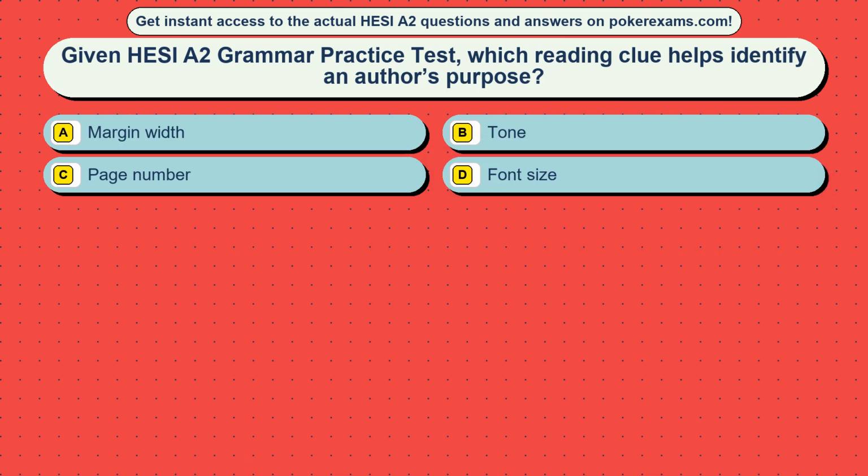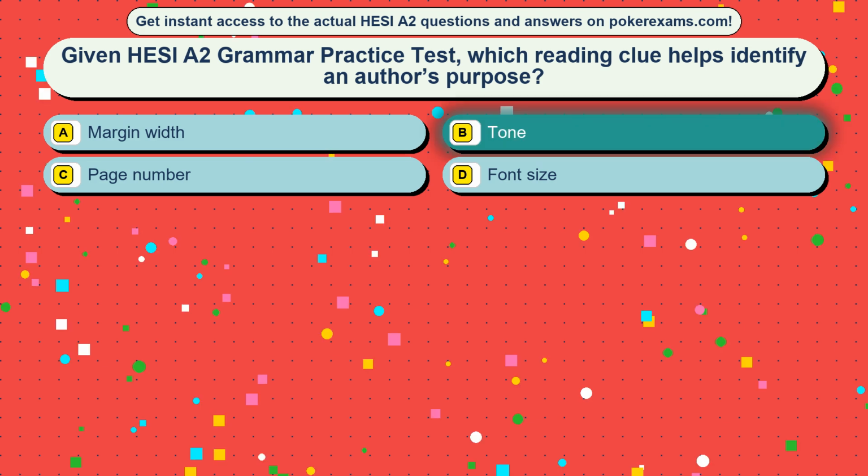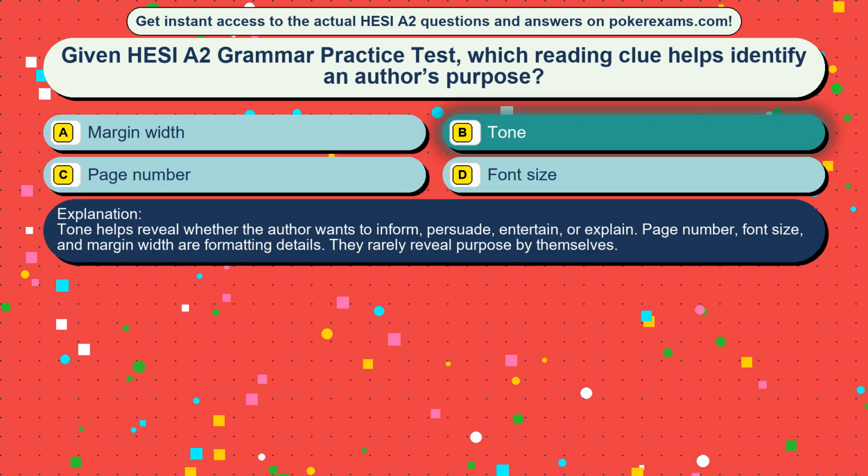Question 8. Given HESI A2 Grammar Practice Test, which reading clue helps identify an author's purpose? Option A, margin width. Option B, tone. Option C, page number. Option D, font size. The correct answer is Option B, tone. Tone helps reveal whether the author wants to inform, persuade, entertain, or explain. Page number, font size, and margin width are formatting details. They rarely reveal purpose by themselves.